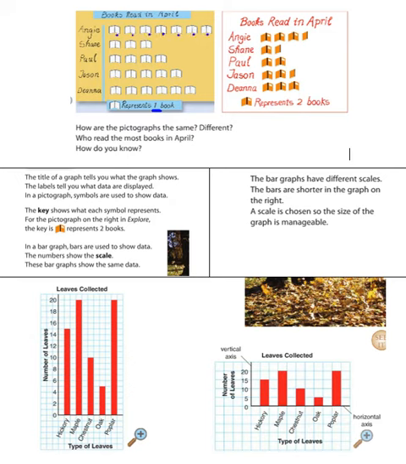But over here on the other one, the scale, or the key, the key is a little bit different. One book represents two books, or one of these symbols, I should say. This symbol represents two books. You're going to have fewer symbols on your graph.